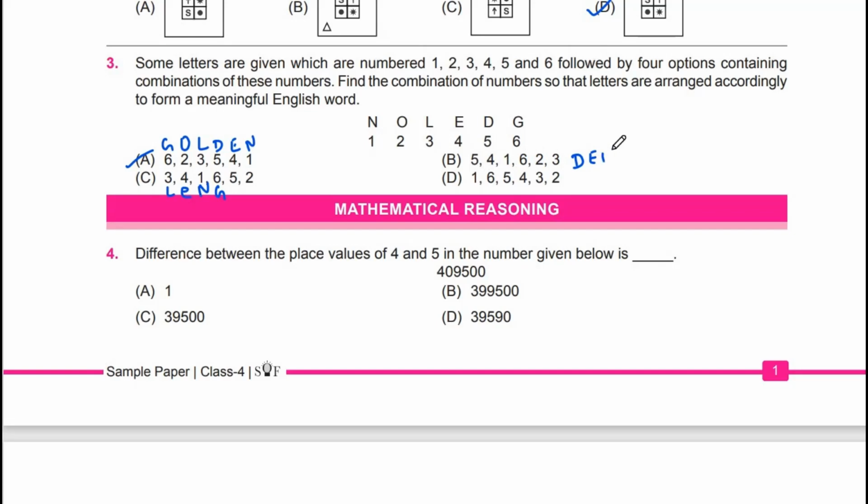And 1, which is N. Then let's continue. So 6 is G, then G. There is no word like this. So you need not waste time in forming words like this.